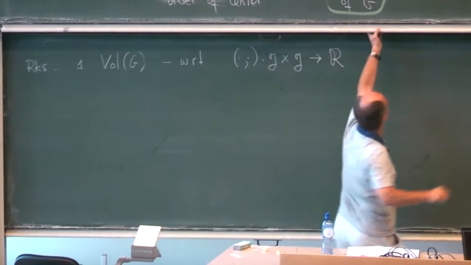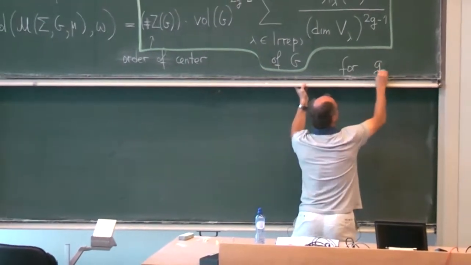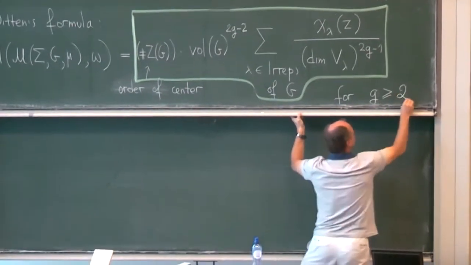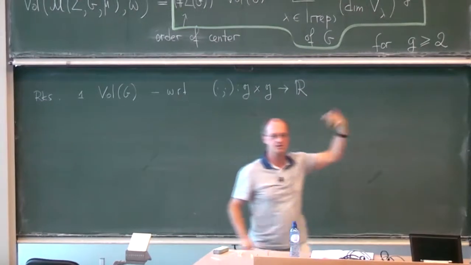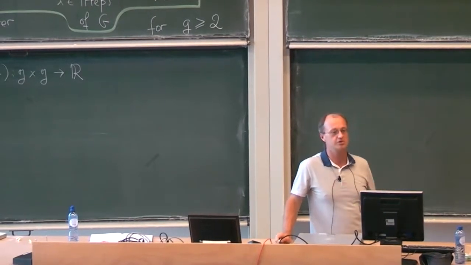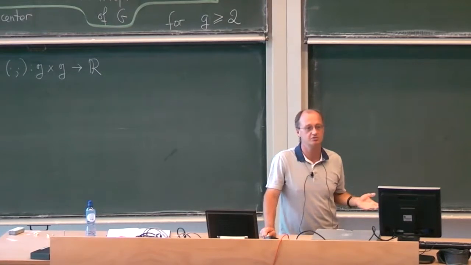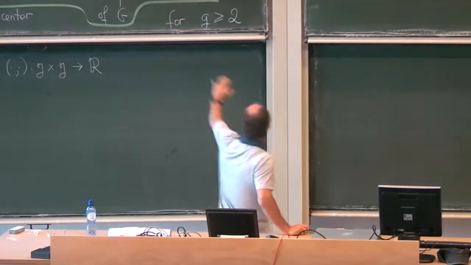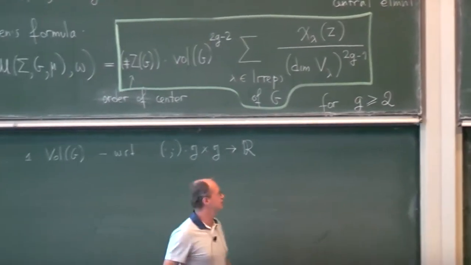Perhaps here I should make a comment that the formula is valid for the genus at least equal to 2. Remember that actually that's where the generic dimensions start. For g equal to 0 it's a different story, and even g equal to 1 is not clear. It depends on z perhaps whether it's good or not.